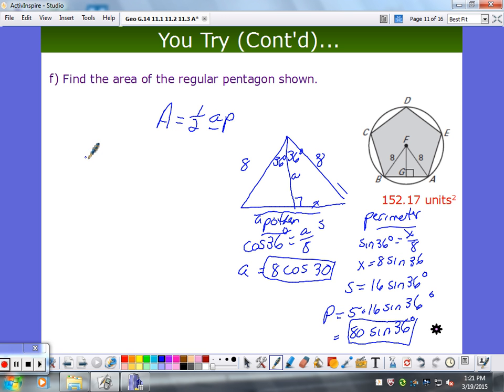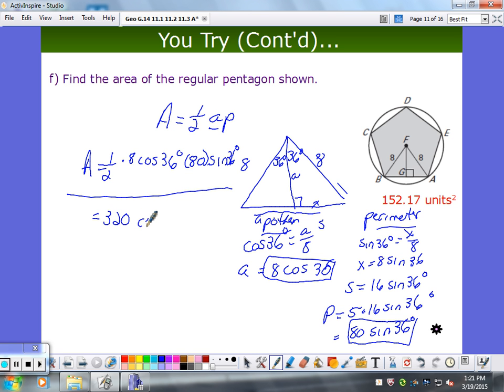Now I can put it in here. So A equals 1/2 times the apothem, which is 8 cosine 36 degrees, sorry, and then the perimeter, 80 sine 36 degrees. Are you following or not? I can't tell. You're very quiet. All right, then I like to deal with my numbers first. You don't have to, but half times 8 is 4, and 4 times 80 is 320 times the cosine of 36 times the sine of 36.